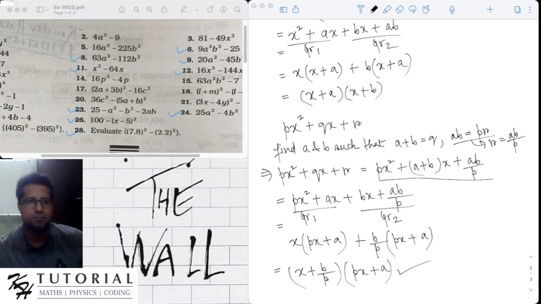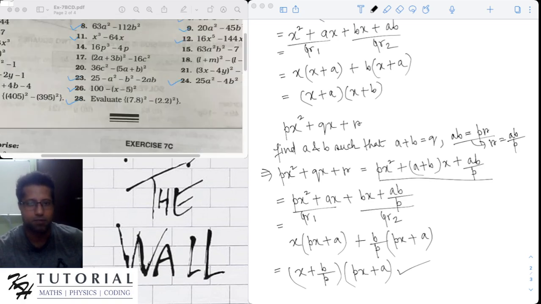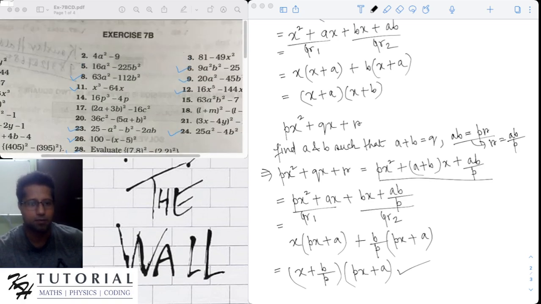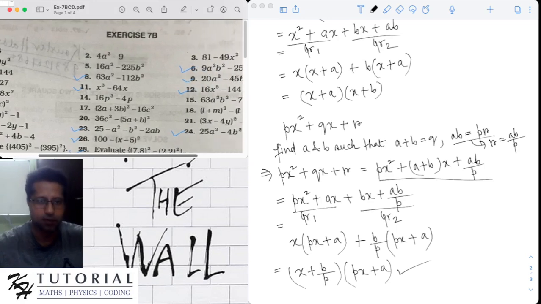There are quite a few problems, so it will take time. Let me see if I can do it fast. So I will solve the selected problems which are marked with a blue right sign.